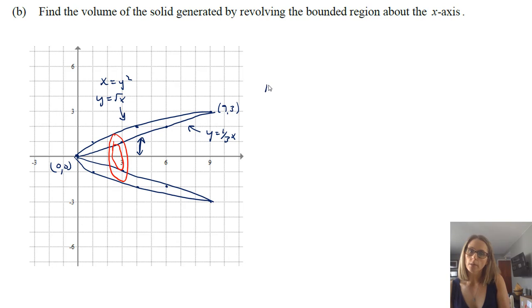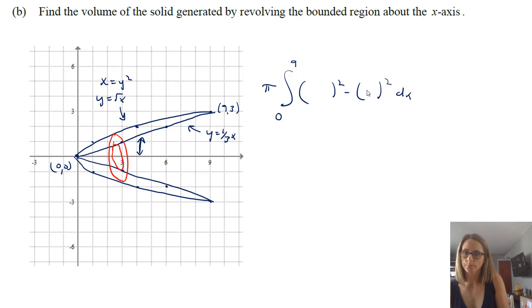So in this case, it's still the washer method because it's still outer minus inner so that we don't get any of that inside. We're going from 0 to 9. And then outer squared minus inner squared. Think about what's going to go in there.